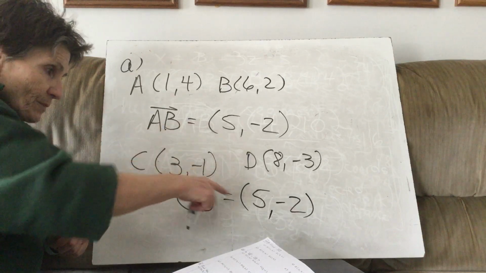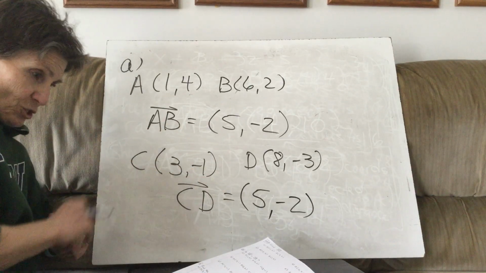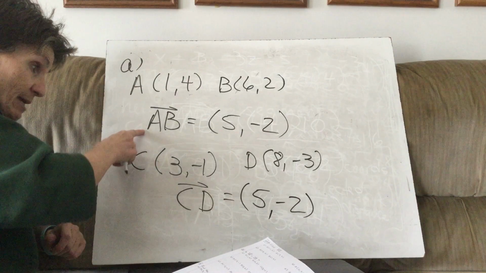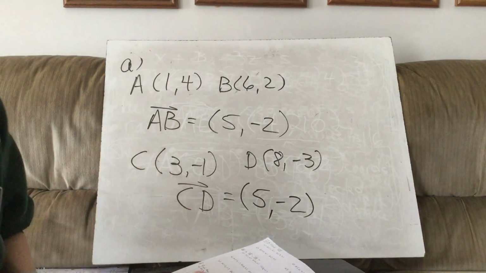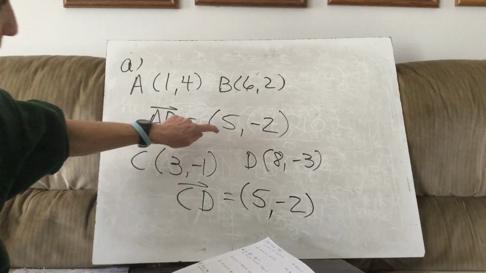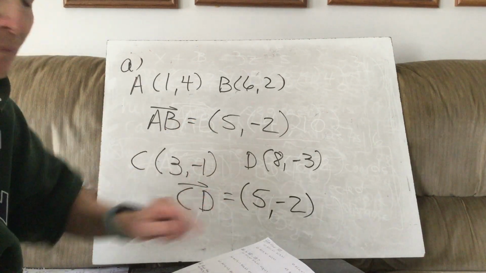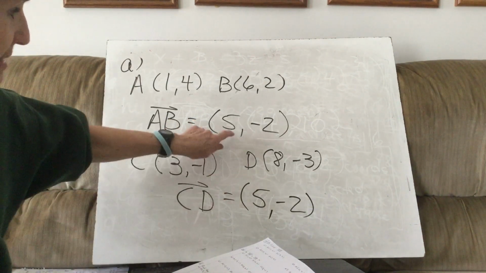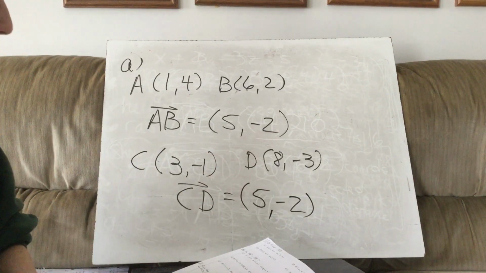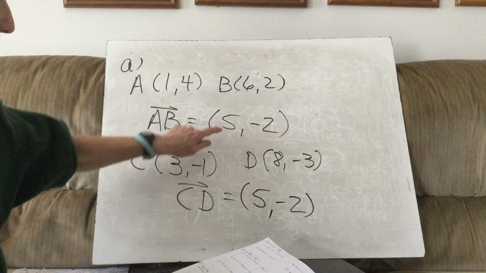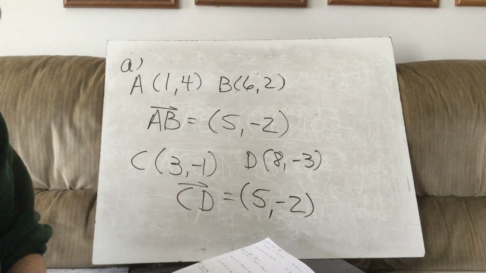Oh, look, they're the same. So question A said, is AB equal to CD? And the answer is yes. Why are they equal? Because they have exactly the same directed distance, the exact same coordinates. That makes them equal. That's how we know vectors are equal. They have exactly the same coordinates.